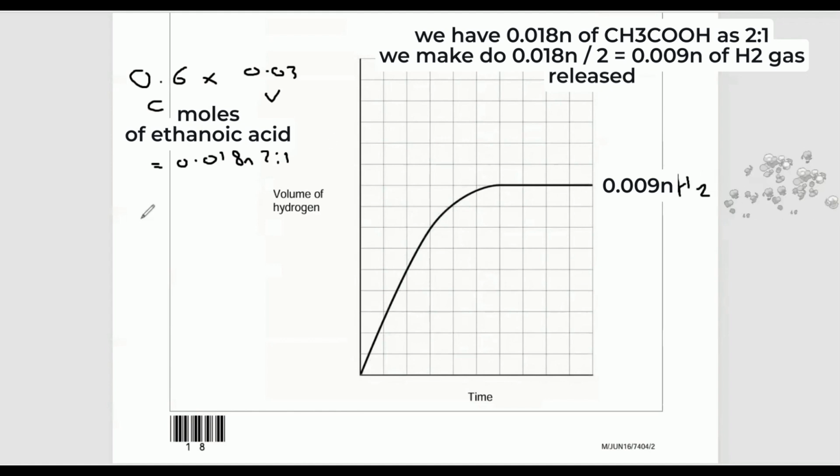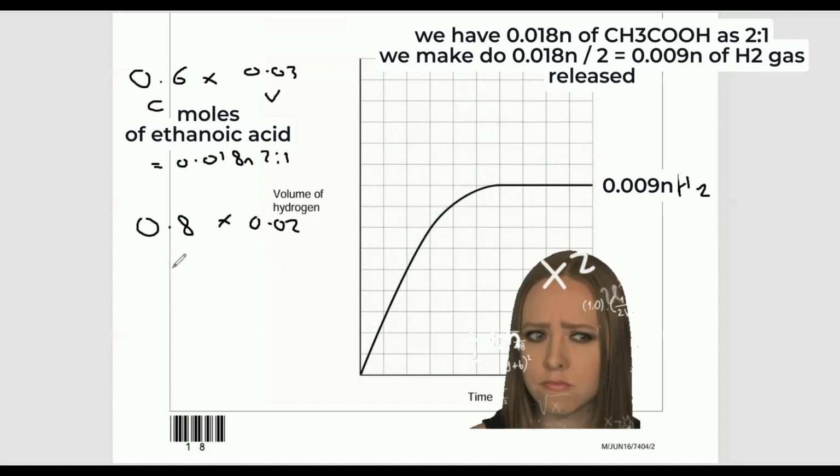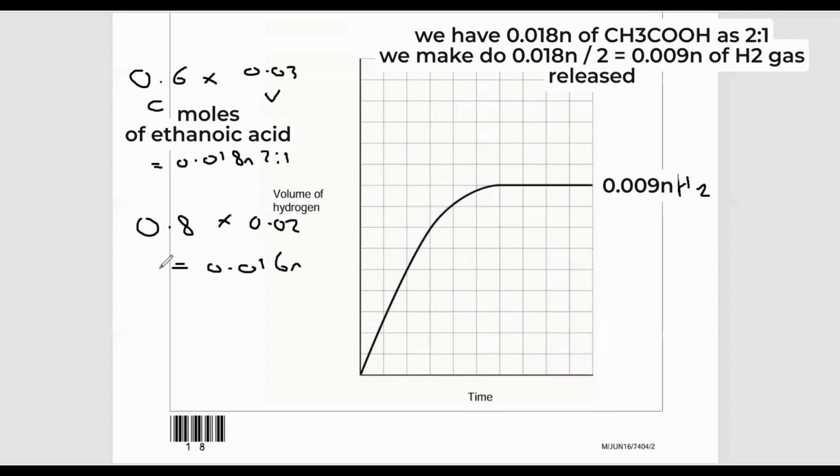However, they've told us that they're changing the concentration. What are they doing? They're increasing the concentration. But this time, they're doing 0.08 times 0.02, and we can work out the new moles of hydrogen, and that is going to be 0.016 moles. Now, as it's 2-to-1, the ethanoic, that's the moles of ethanoic acid, but it's 2-to-1 with the hydrogen.